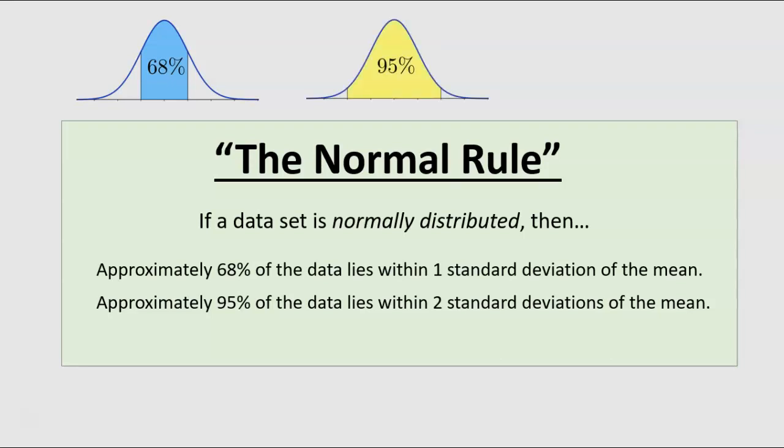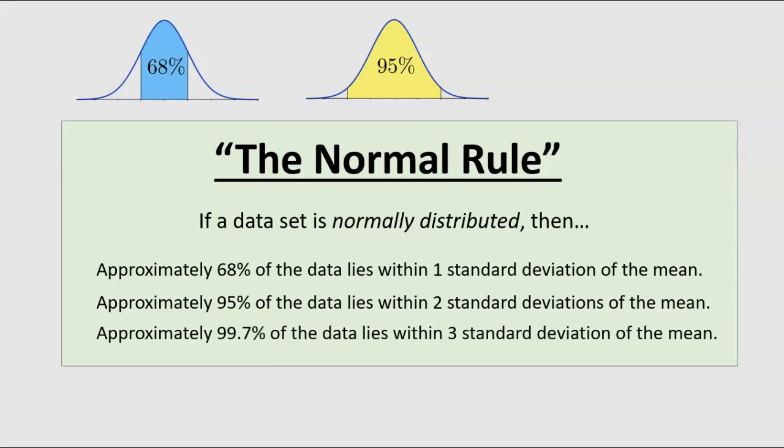Note how this is a much stronger statement than Chebyshev's theorem. Chebyshev merely tells us that at least 75% of the data lies within 2 standard deviations of the mean. But if we happen to know that the data is normally distributed, then we know much, much more. We know that approximately 95% of it lies within that range. Finally, the normal rule also tells us that approximately 99.7% of the data lies within 3 standard deviations of the mean.